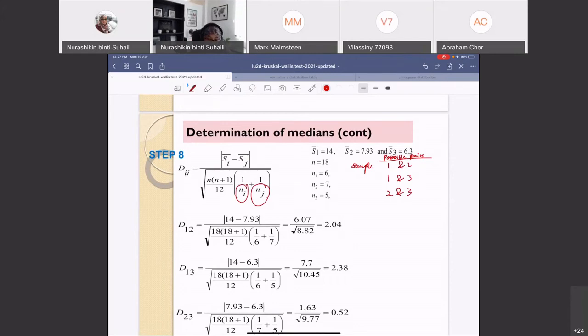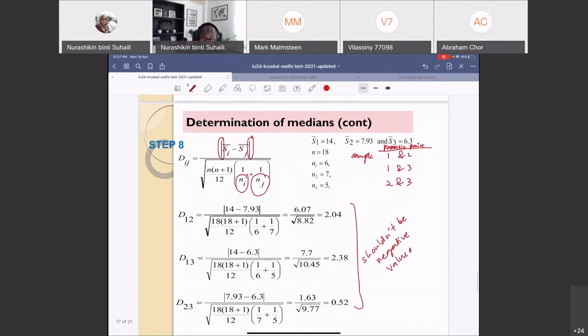Another thing that you have to take note of is this symbol, the absolute value. Whatever is negative inside that term should be written as a positive value, meaning you shouldn't get negative values of DIJ because of that bar symbol. If you got negative values, please check, or maybe you forgot to take the absolute value. If you got a negative value, it's wrong.